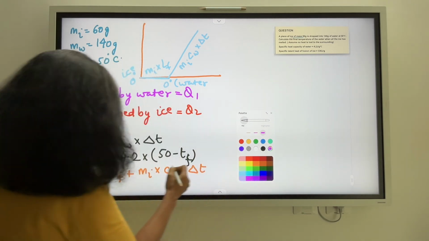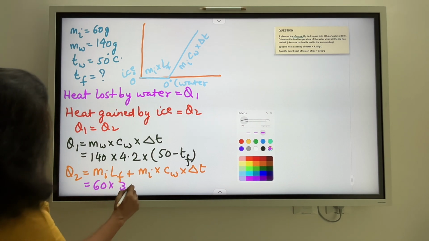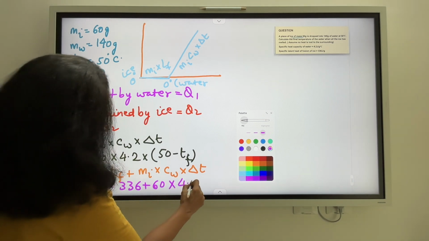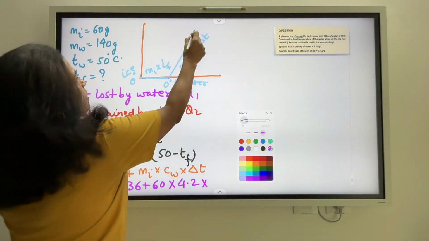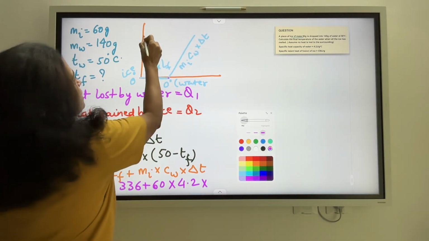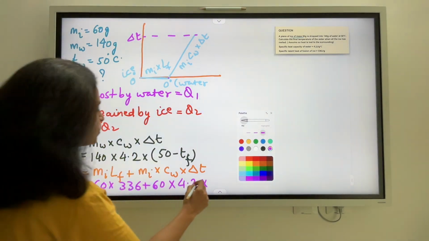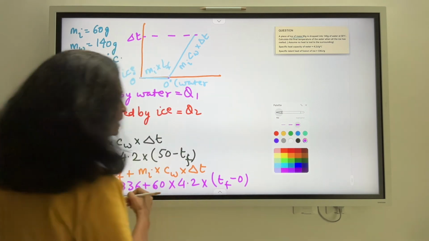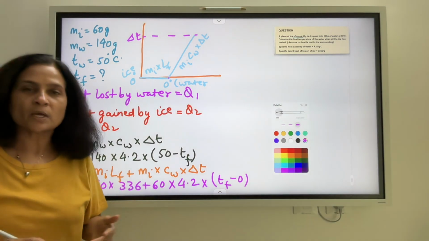Now let us put in our values. Mass of ice is 60 gram. Latent heat of fusion 336. Mass of ice 60 gram. And Cw, that means specific heat capacity of water, 4.2. Del T, what is the temperature change? So from 0 to 100. No, it has not reached 100, sorry, we do not know that it is 100 degrees, this is just the final temperature. Alright, it has not reached 100, it has a final temperature. So I can write this as TF minus 0. Alright, so now Q1 equal to Q2 and then we solve.